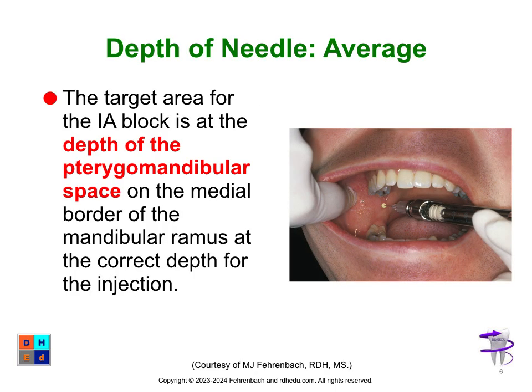So now let's look over that depth of the needle. Now, this is average here. We all know what average is. You see it, and it's a nice day. But not every day do you see it, right? Because average is average. We're going to see more complications. That's why we're talking about troubleshooting here. So the target area for the IA block is at the depth of the pterygomandibular space on the medial border or inside or lingual of the mandibular ramus at the correct depth for the injection.